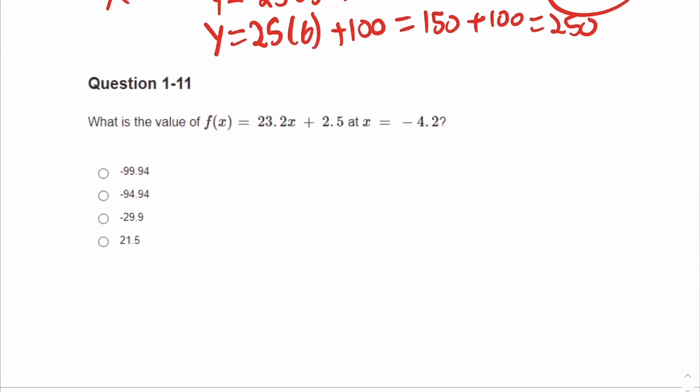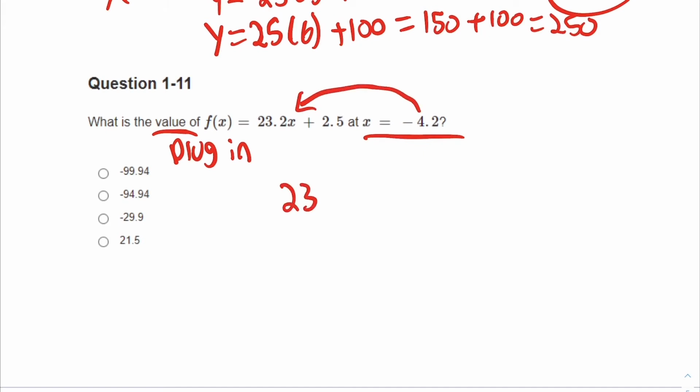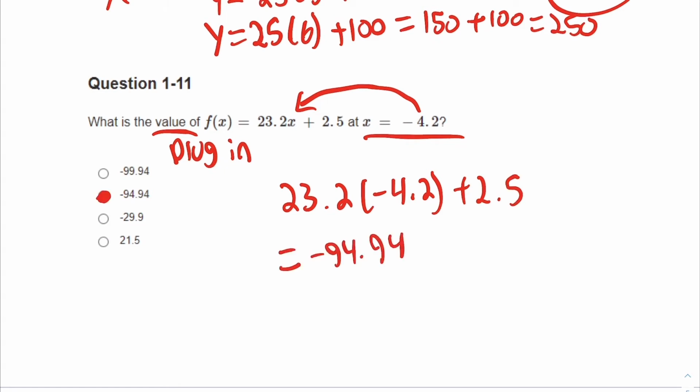Next question. They want to know the value, and that means we're going to plug in this number, negative 4.2 for x. So we're going to do 23.2 times negative 4.2 plus 2.5 in the calculator. All you have to do is type this in the regular part of your calculator, and you get your answer.